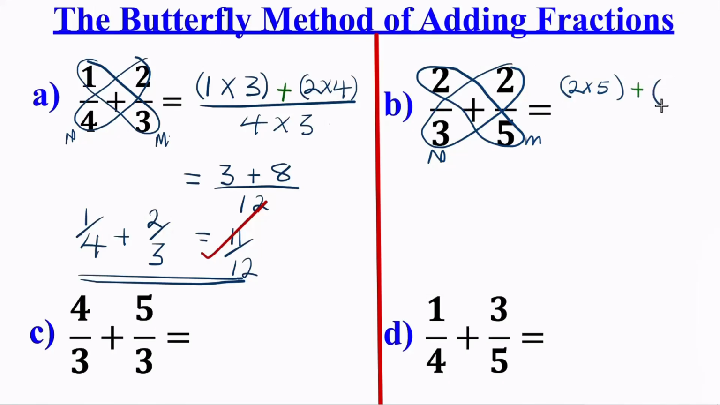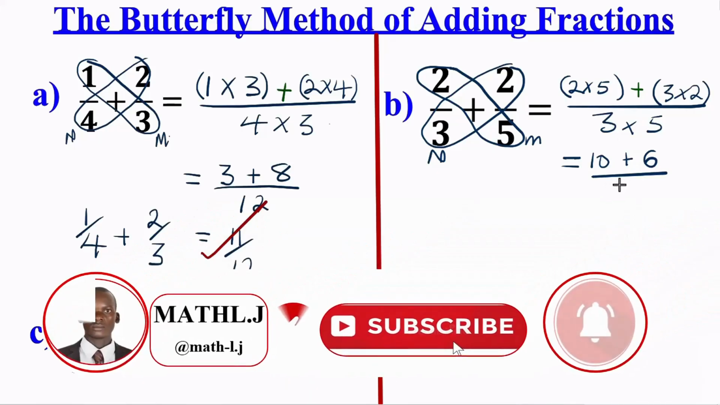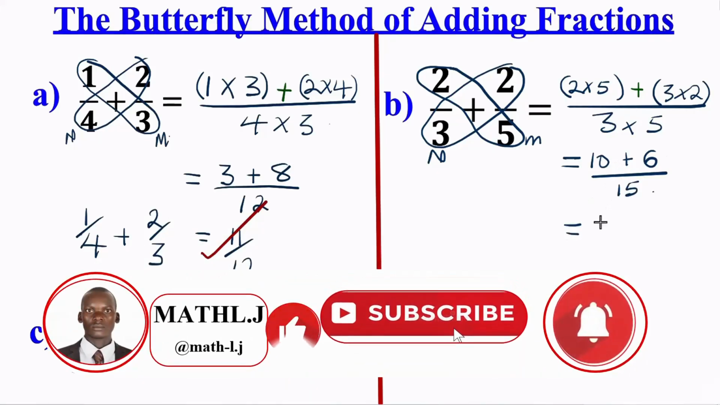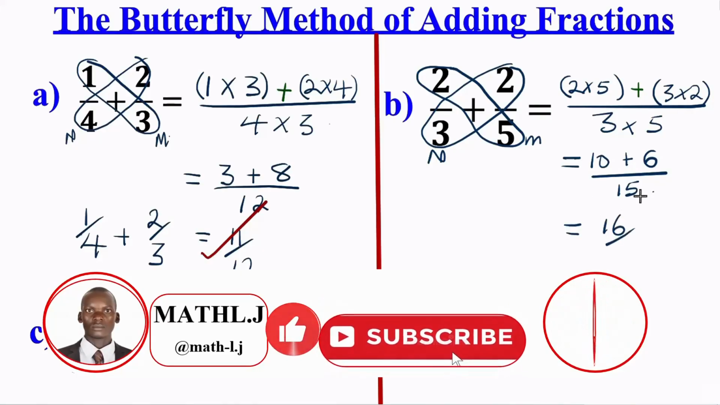Then in brackets, we are multiplying the 3 by 2. The whole of it is divided by the multiple of the denominators, which is 3 multiplied by 5. So this is giving us 2 multiplied by 5, this is 10, then plus 3 multiplied by 2, this is 6. The whole of it divided by 3 multiplied by 5, this is 15. So if I simplify, 10 plus 6, that is 16, then divided by 15.